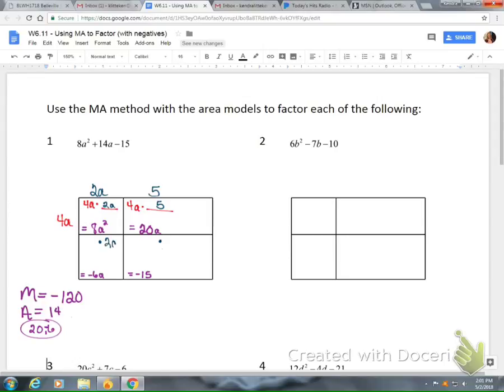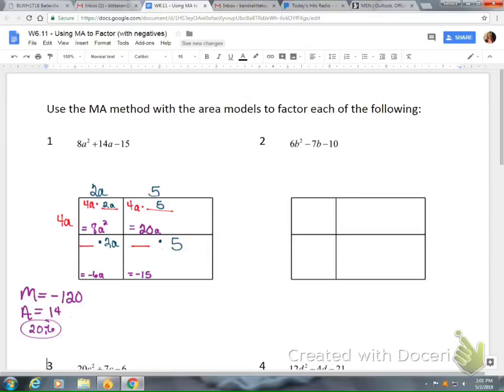So I bring down my 2a for my first rectangle. And what do I bring down for the width of my second rectangle on the bottom here? 5. So what am I trying to find with my bottom row of rectangles? What information am I trying to find in my bottom row? I know my width. I know my total area. What don't I know? Your height.